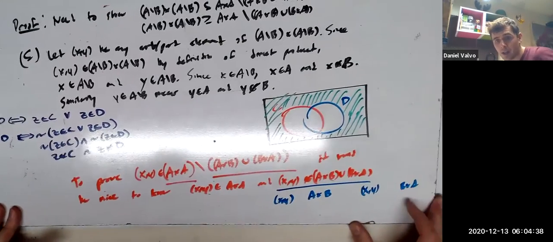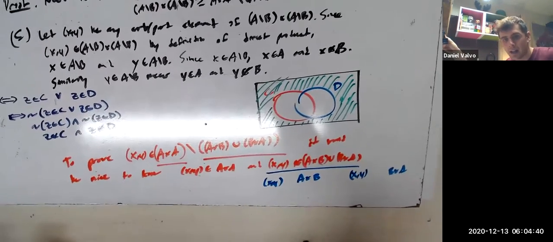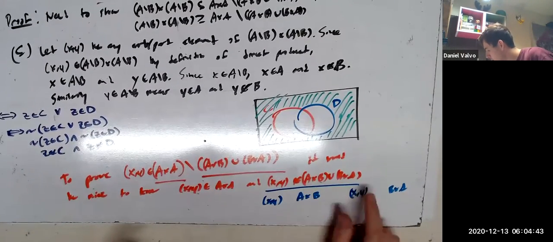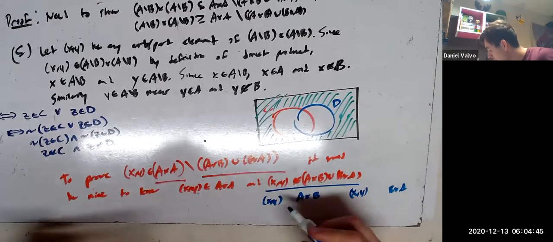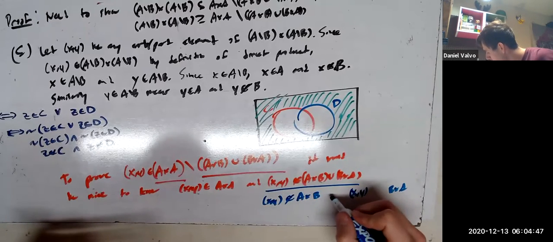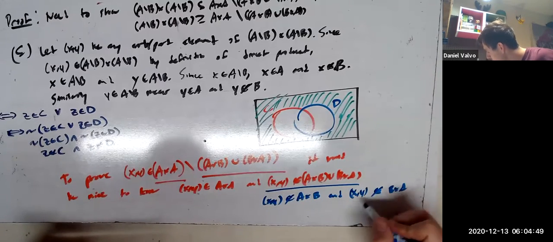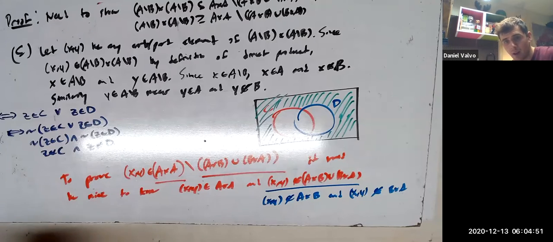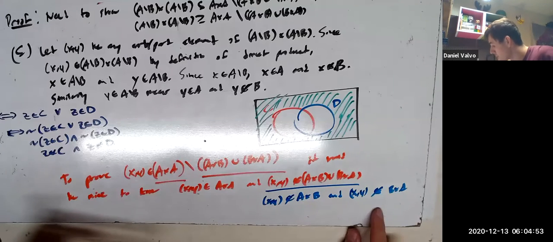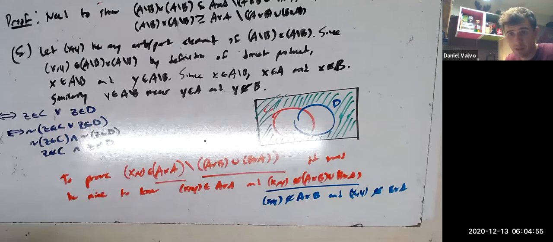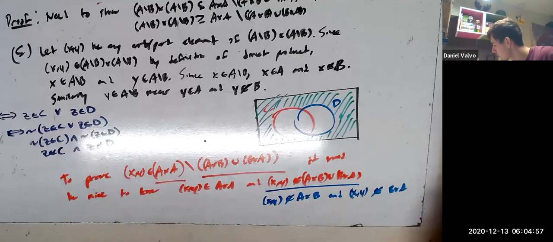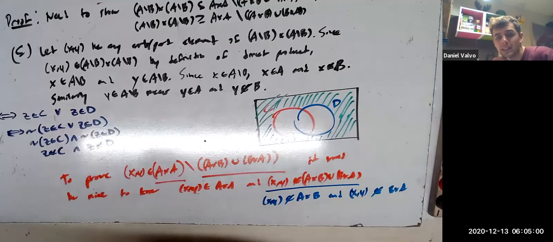But either way, the point is, if you're not in A cross B union B cross A, you can't be in the first one, and you can't be in the second one. Because if you were in either one of them, you'd be in the union, but you're not in the union. So you can't be in both of them. Does that make sense?